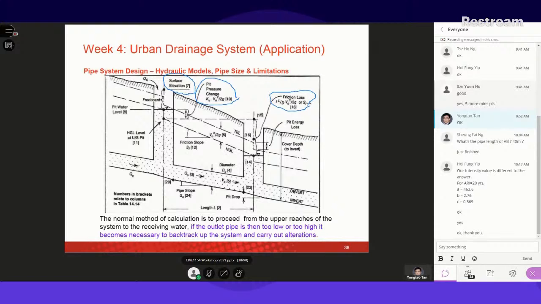Now the pit energy loss: significant energy loss may occur at the pit and pipe junctions, especially if the pipes are under pressure. As we know, the capacity of a pressurized pipe is greater than open channel flow. If the pipe is under pressure, the capacity is higher than the open channel, so the energy loss is higher.